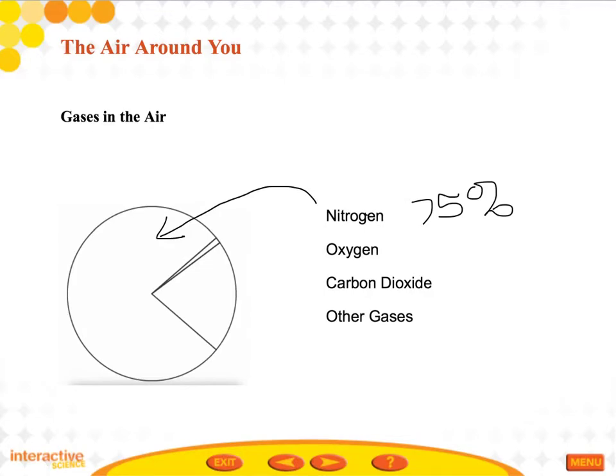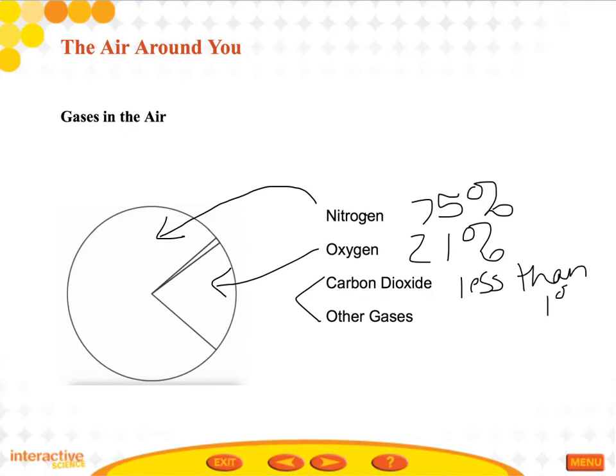Oxygen here is this other big slice here, and it's about 21%. Okay, so that leaves us about 4% left over for carbon dioxide and other gases. Now, carbon dioxide is less than 1%, right? Less than 1%. And then the other gases make up the rest.